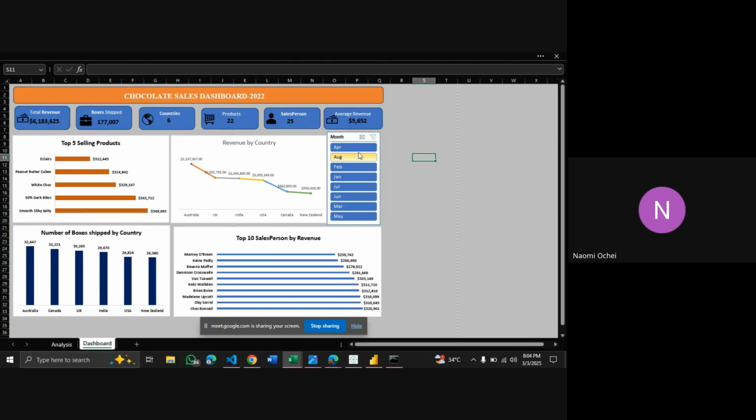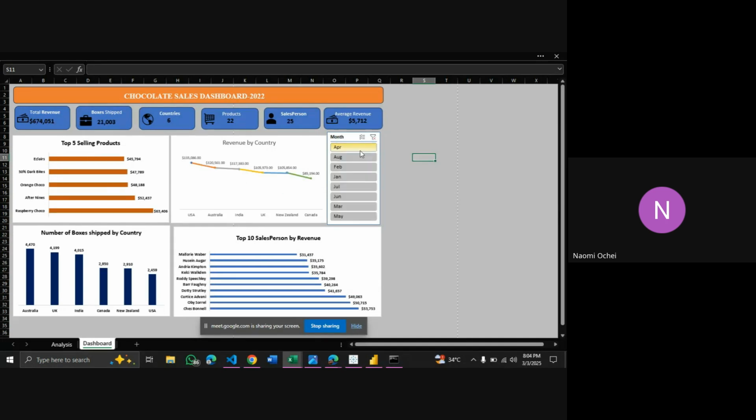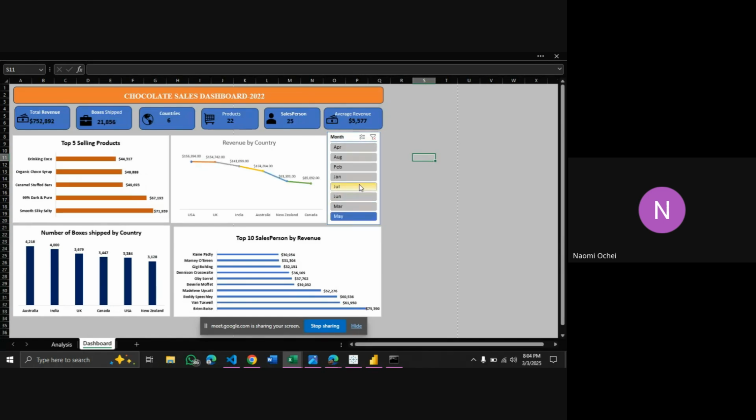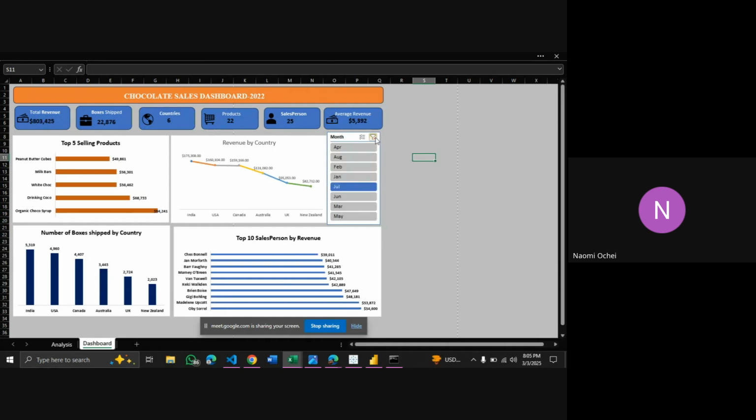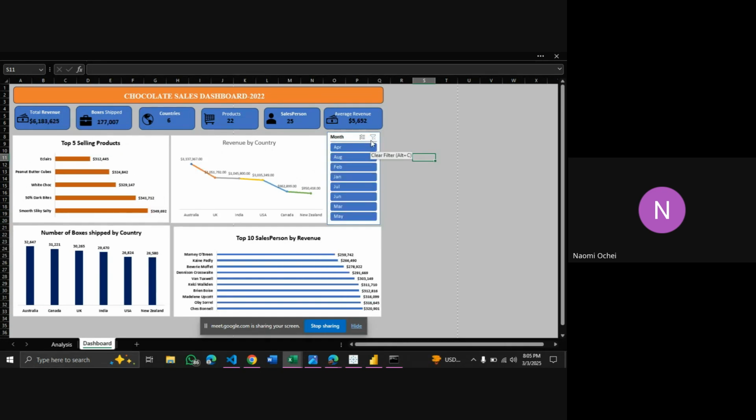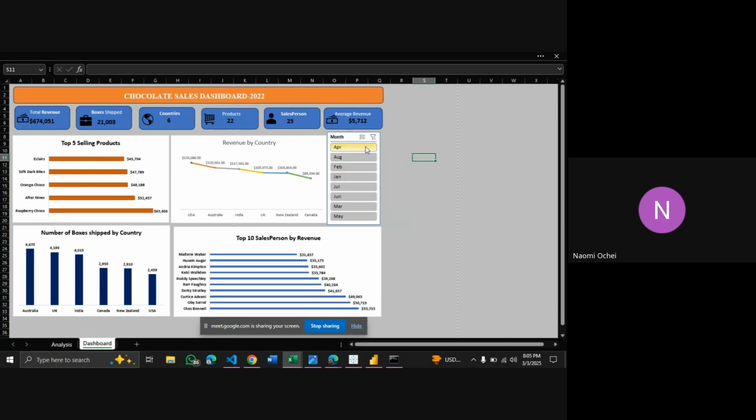I also added a slicer for the month. So if I click on the first month, which is April, we can see that the values change on the KPIs and also on the dashboard itself. If I click on May, we'll see the same change, and for every other month. We can see that in the month of April, I think we had the least sales according to the analysis, and the average revenue was 5,712.